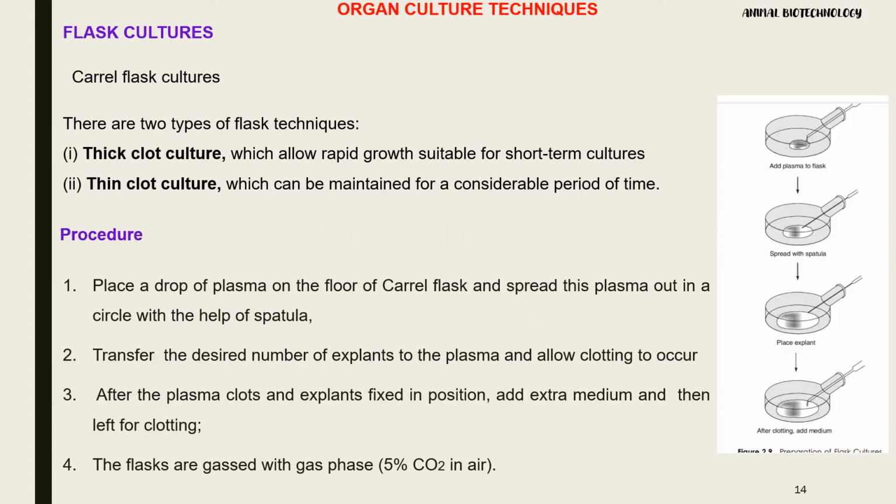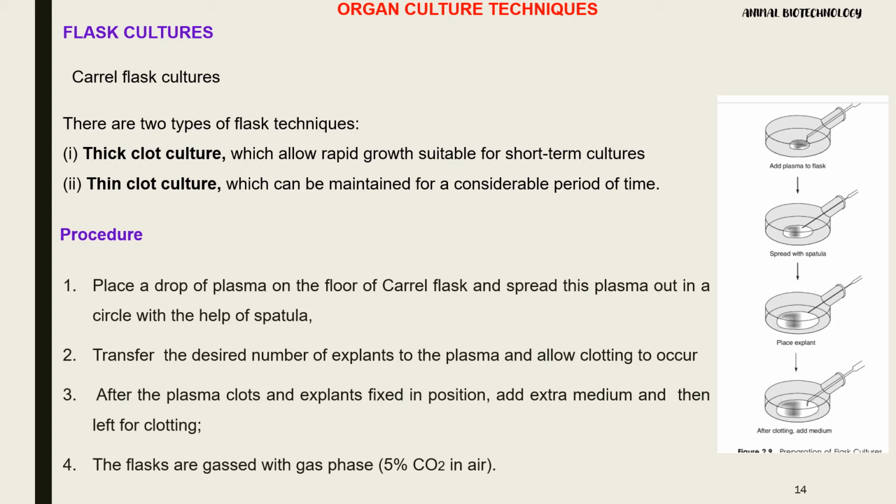Flask cultures. In this type of culture, cell cultures are grown in Carroll flask. In this method, the plasma is first placed on the floor of the Carroll flask and spread evenly. The tissue explant is placed on the plasma layer and allowed to clot, generally overnight. After the plasma and the explant are fixed in position, extra nutrient medium is added and allowed to clot. The flask is then kept for incubation.